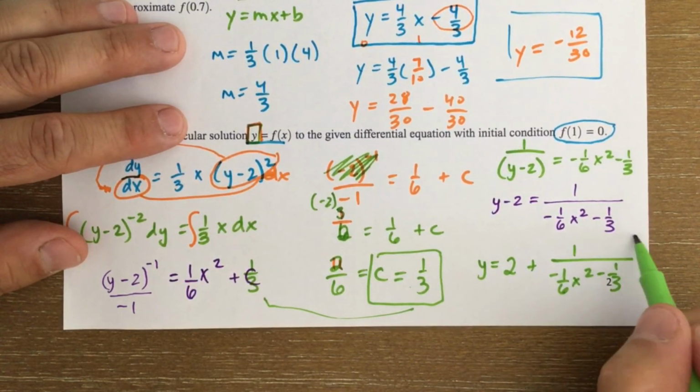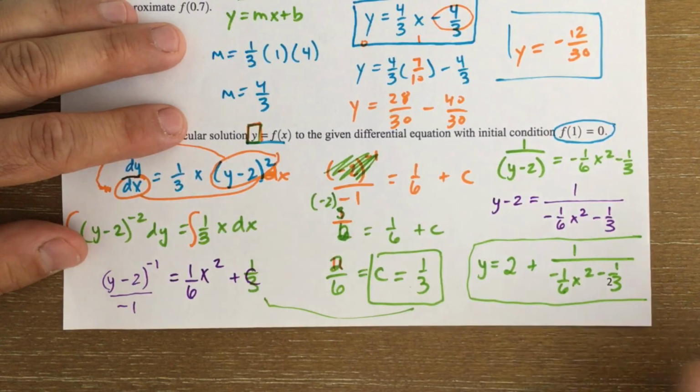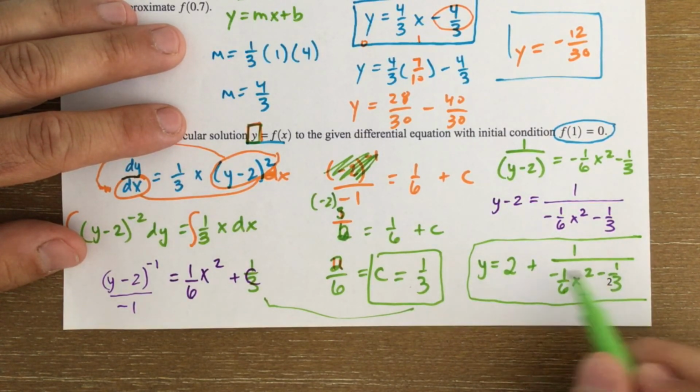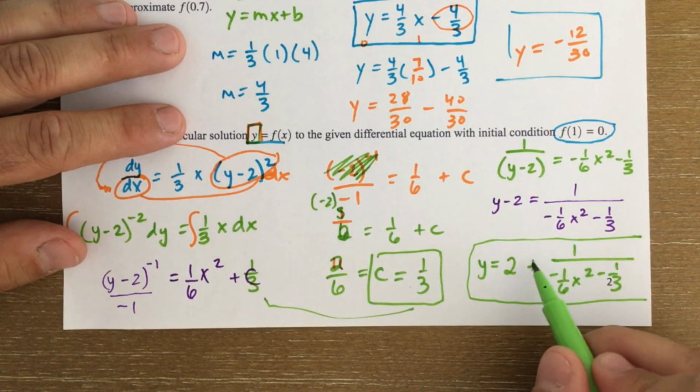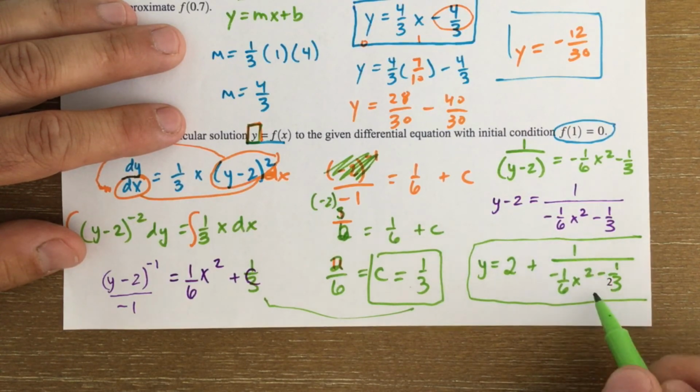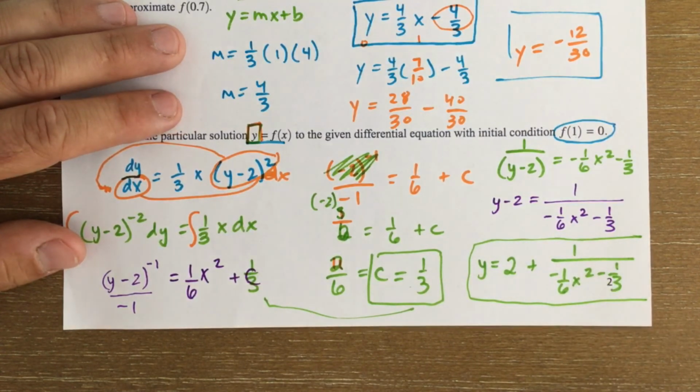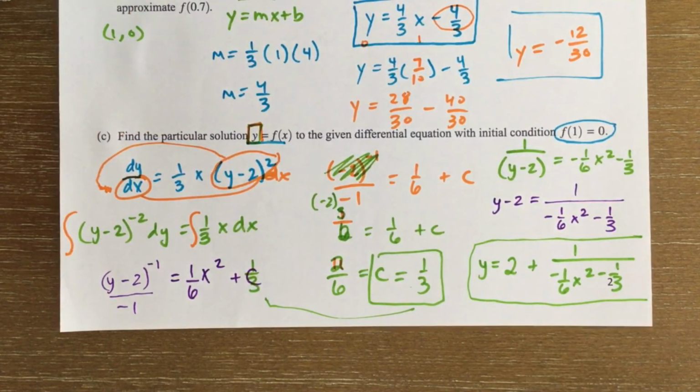So I obviously could have done some things to clean it up a little bit. I could have factored this negative out and then it would have been a minus sign there, or I could have multiplied both top and bottom by 6. Like I said, it doesn't have to be clean, it just has to be right. Okay? All right, hopefully that helps.